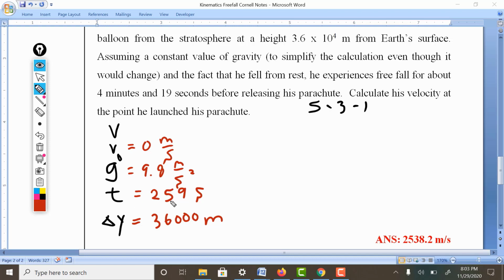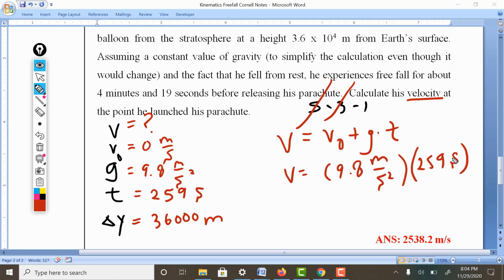The time he was in the air before he released the parachute was 4 minutes and 19 seconds of pure free fall. Okay, if we convert that, we get 259 seconds. And then we know the displacement was 3.6 times 10 to the 4, which is 36,000 meters. The one thing we're looking for is his velocity. There were multiple ways to get this problem done. The simplest one would be with the first kinematic. We simply plug everything into the calculator, and we're going to get that V is 2538.2. Perfect. You have one of these seconds, cancel out one of these seconds, leaving you with the correct meter per second.